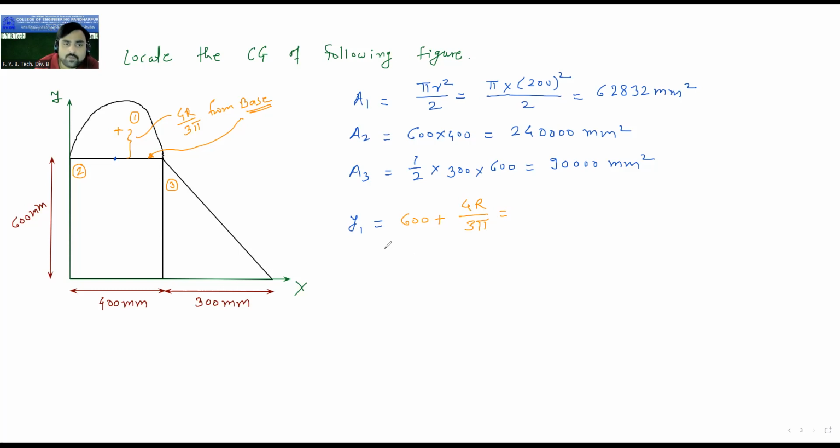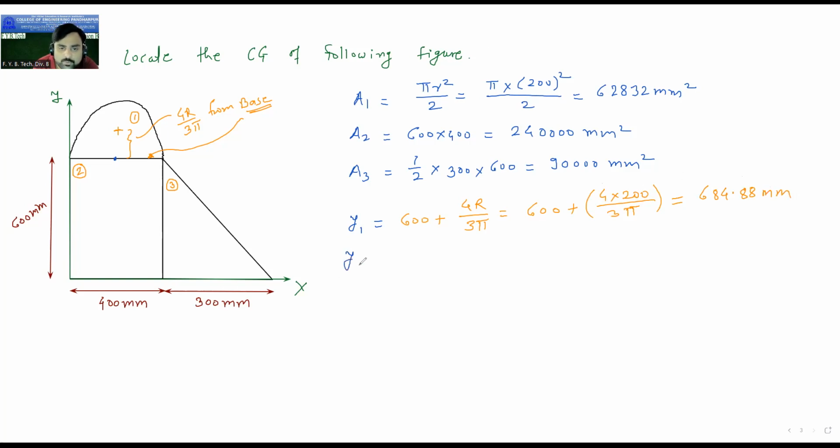So the formula for the semicircle is the centroid of the semicircle should be at a distance of 4r by 3 pi from base. So this is 4r by 3 pi and below that it is 600. So from x-axis this is 600 plus 4r by 3 pi. This will be the distance. Now put the values. 600 plus 4 into radius 200 divided by 3 pi. So put this in the bracket. So solve this bracket first and then add 600. 684.88. Others, please do check the answers.